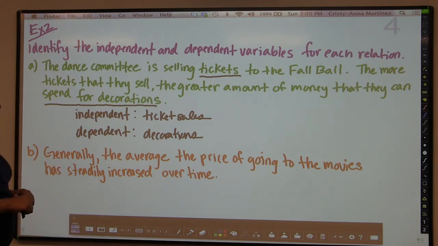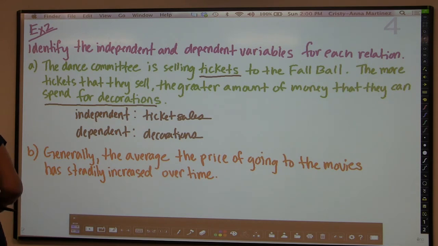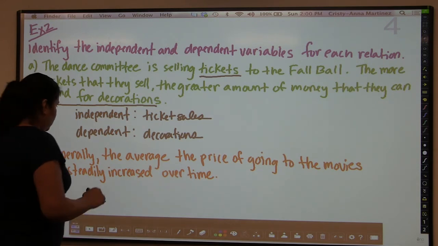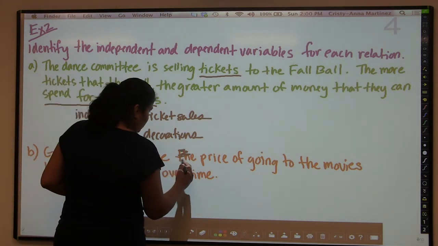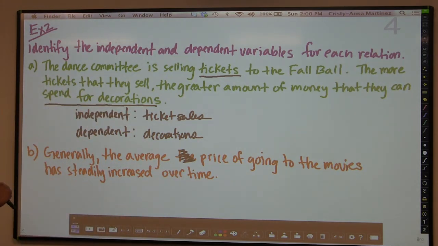Generally, the average, why did I put that? I think I wrote that up there wrong. Generally, the average, we don't need this extra "the", we have an extra "the" in there, sorry. Generally, the average price of going to the movies has steadily increased over time.